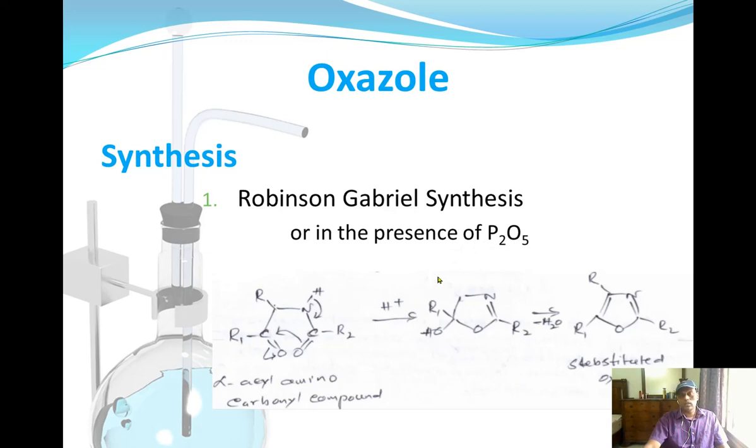So you are going to get this intermediary product, and dehydration is going to take place here. One molecule of water will get removed. As you can see, an OH group is going to get removed. So you are going to get this product, a substituted oxazole compound. It is just going to cyclize. So this is the Robinson-Gabriel synthesis of oxazole.